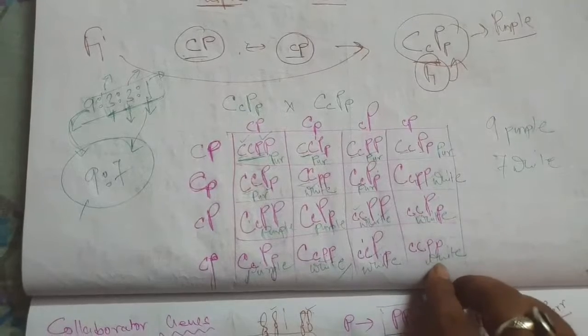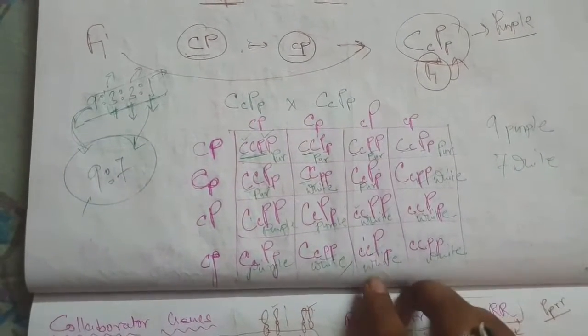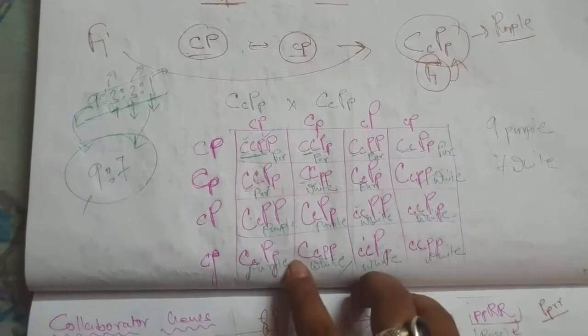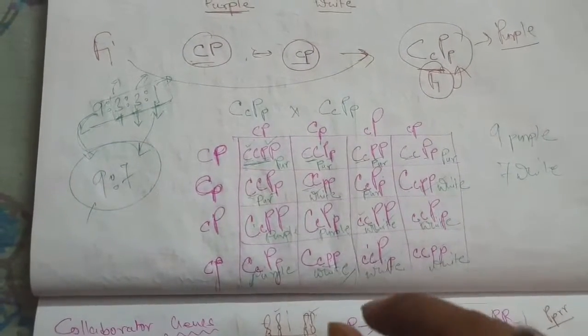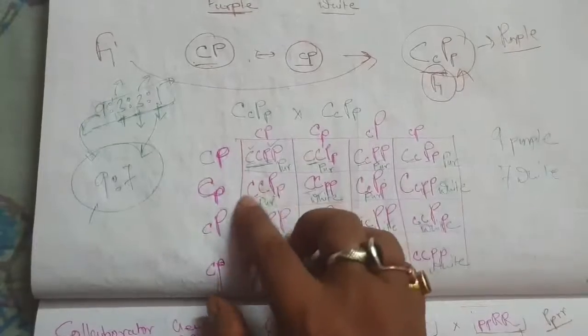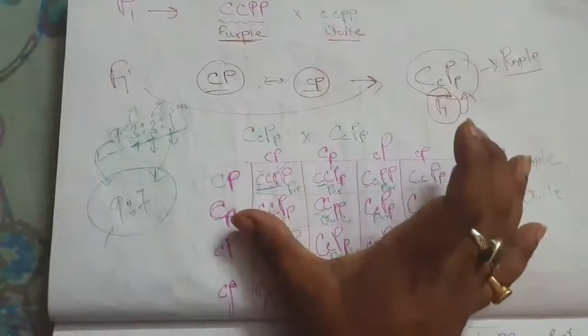But if both are in recessive form, then white. If one is in dominant form, then also white. Both have to be present in dominant form, then only a purple flower will come. This is known as complementary gene.